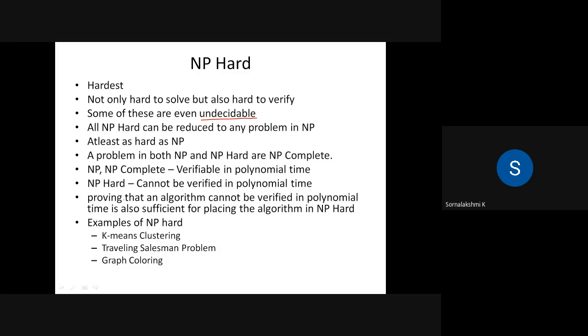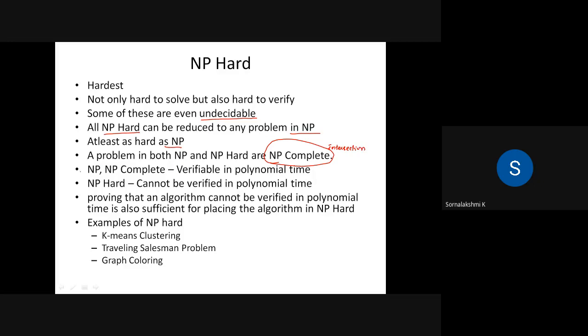Okay. And one more thing is all NP can be reduced to any NP hard problem. This reduction is possible, and they are at least as hard as NP. And as we see, this is the intersecting set of problems of both NP and NP hard.